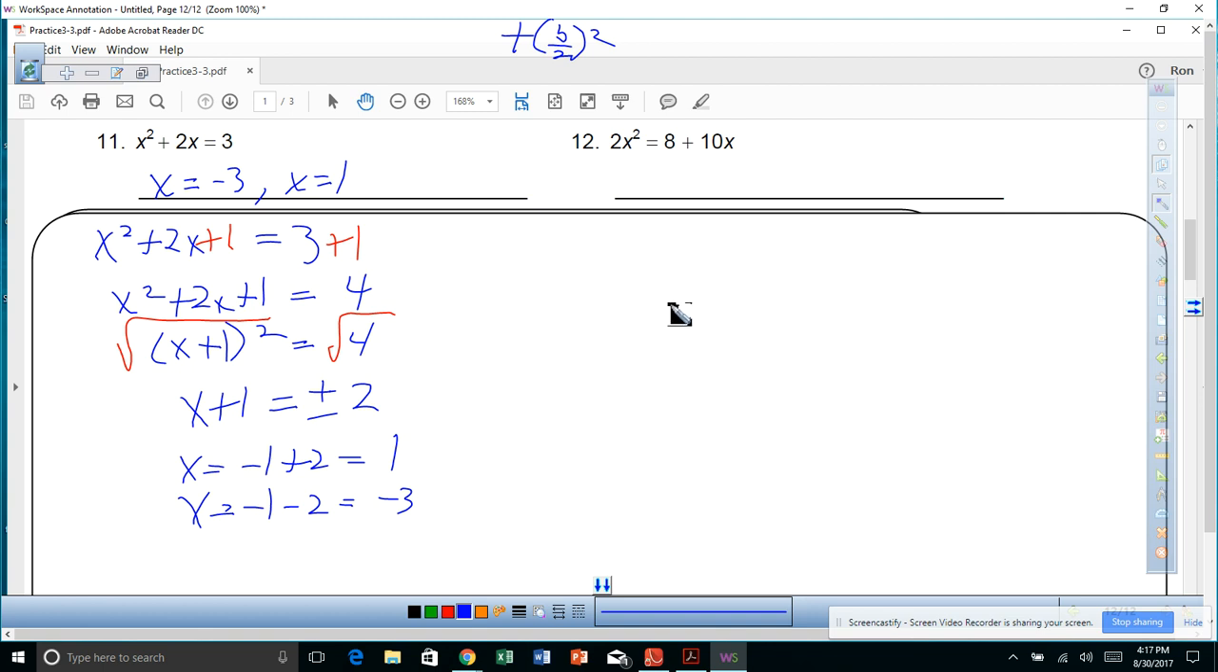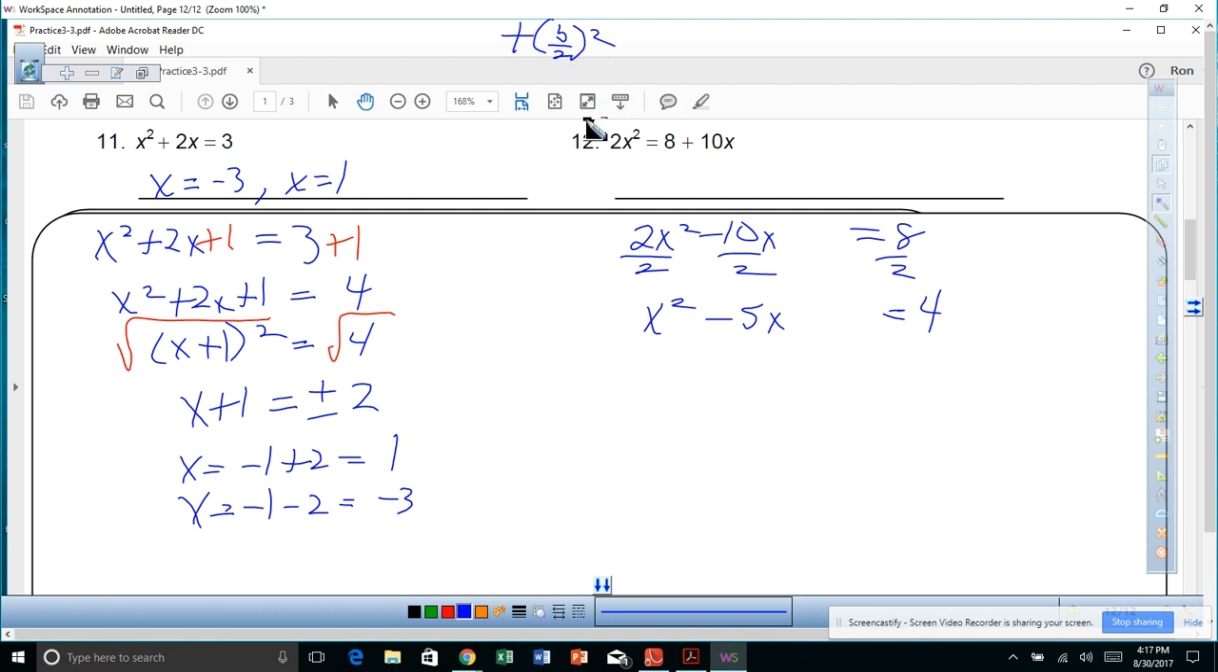Number 12. What do we got here? We have 2x squared minus 10x minus 8 equals 0. Now, I got a 2, a 10, and an 8. 2 goes into all of them, so I'm going to divide each by 2. All right, so I get x squared minus 5x equals 4.